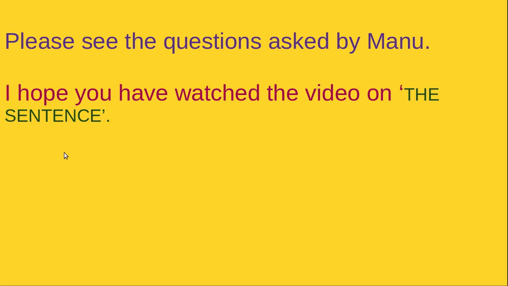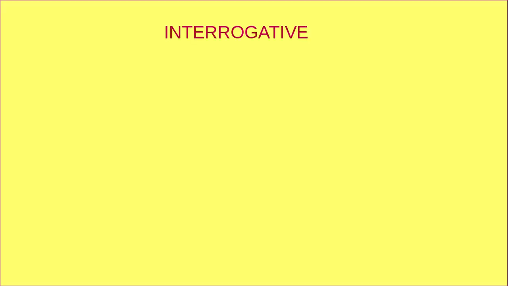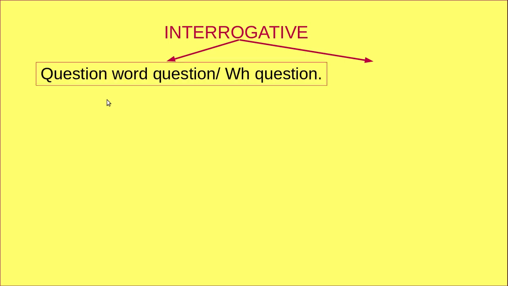There was a video on the sentence which discusses the types of sentences. Right? I think you have watched it. And what are these kinds of sentences? What do we call them? Let us see, we have learned it. They are interrogative sentences, and interrogatives can be divided into two: question word questions or WH questions, which we will discuss later in detail, and the next one is yes or no questions.